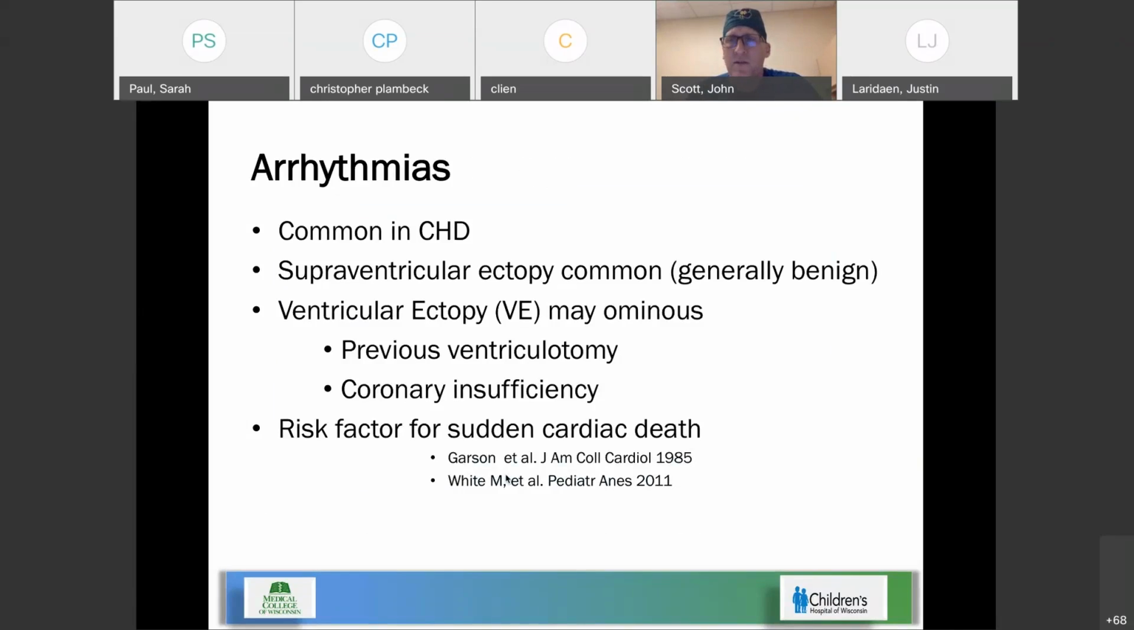There are risk factors for the development of ventricular ectopy, and these include previous ventriculotomy. So if you have a patient who needs an RV to PA conduit, or a patient who has a transannular patch for tetralogy of Fallot, when there's a previous ventriculotomy, that increases the arrhythmogenic risk. And also patients who have coronary insufficiency for one reason or another. When you have ventricular ectopy, it's a risk factor for sudden cardiac death both in the operative setting and in the non-operative setting.